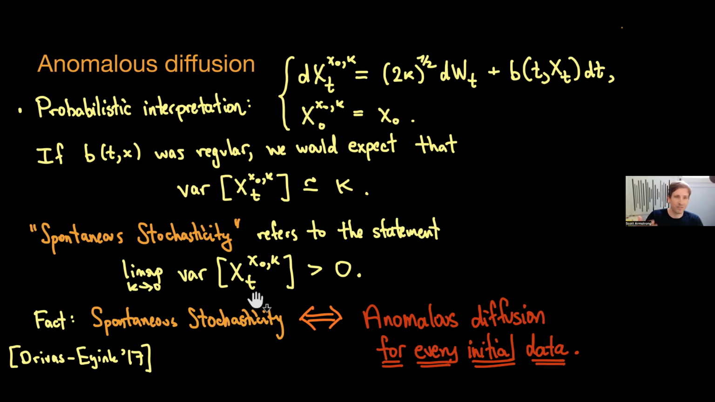And again, I really mean just think t equal to 1. I'm not trying to say anything as a function of t in this statement. So it turns out that these are equivalent. You can show at a qualitative level that spontaneous stochasticity, which is a probabilistic statement, is the same as anomalous diffusion for every initial data. So you have to have anomalous diffusion for every initial data, and then you can go back and forth. Okay, so this was proved by Theo Drivas and Greg Eyink a few years ago. Okay, so that is the basic problem I want to study.